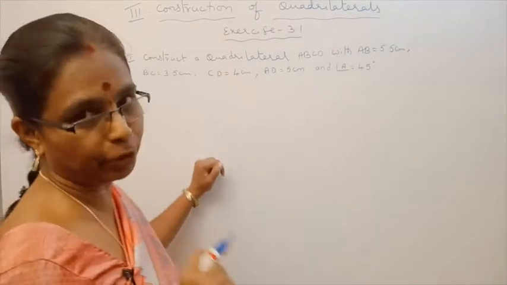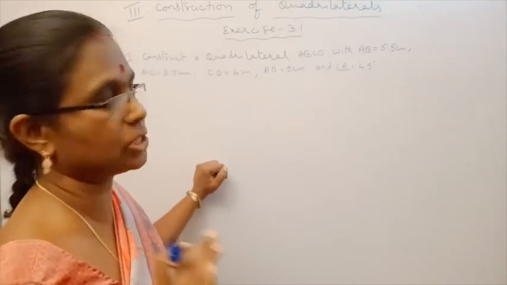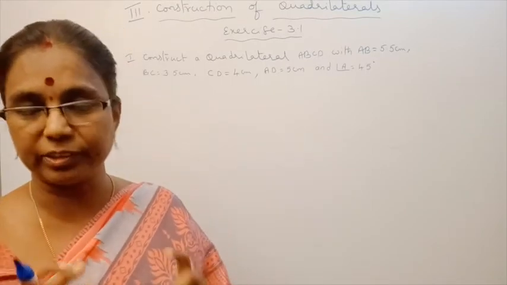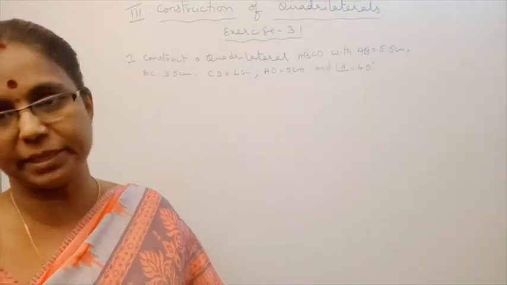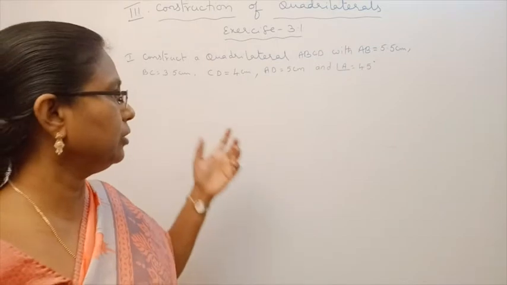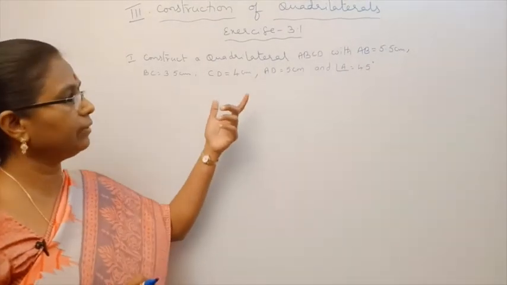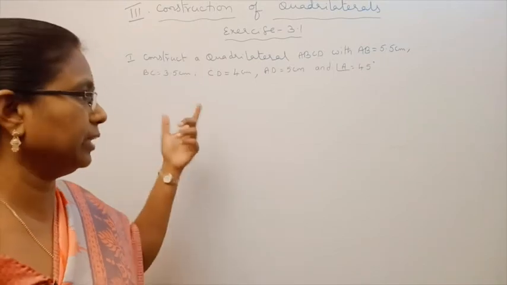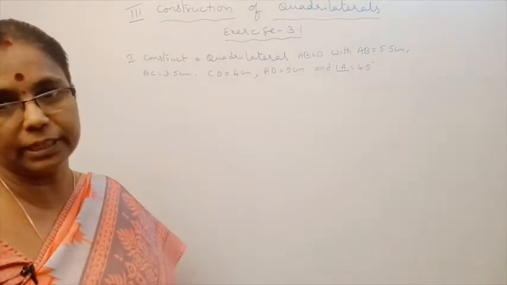Now exercise 3.1, how to construct a quadrilateral. For construction of a quadrilateral we need 5 individual measurements. Here they have given 4 sides and 1 angle. With the help of this, how to draw the quadrilateral.